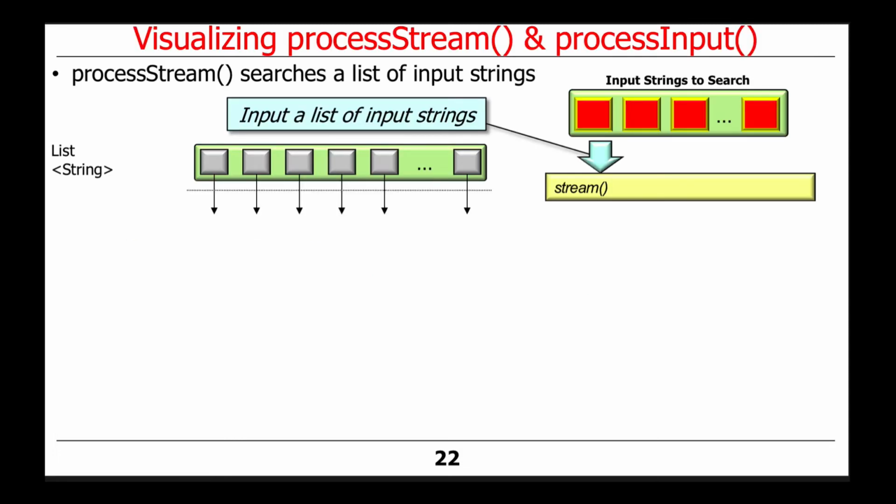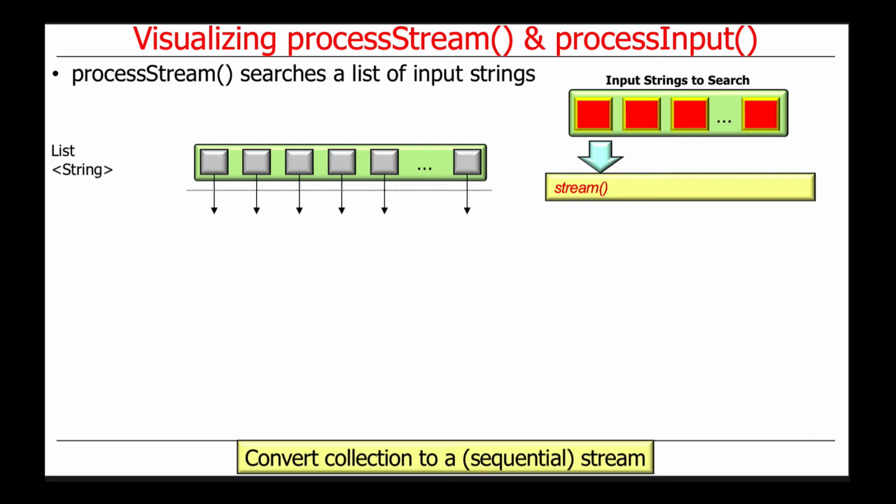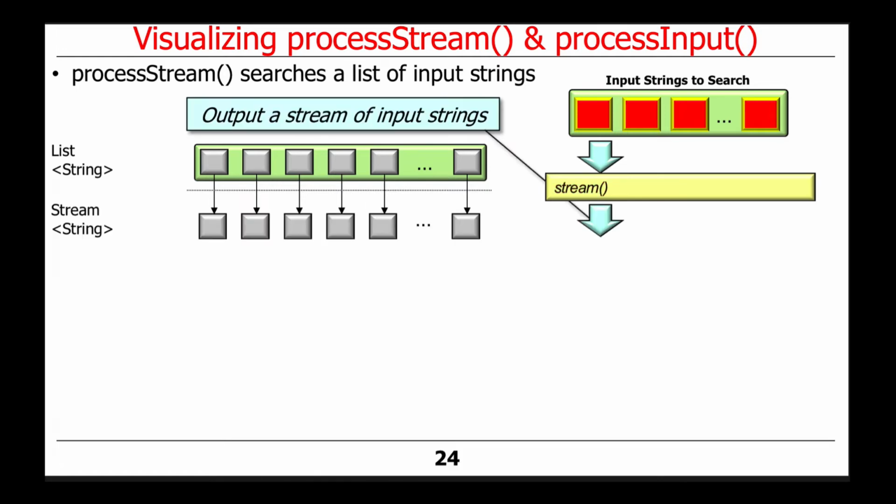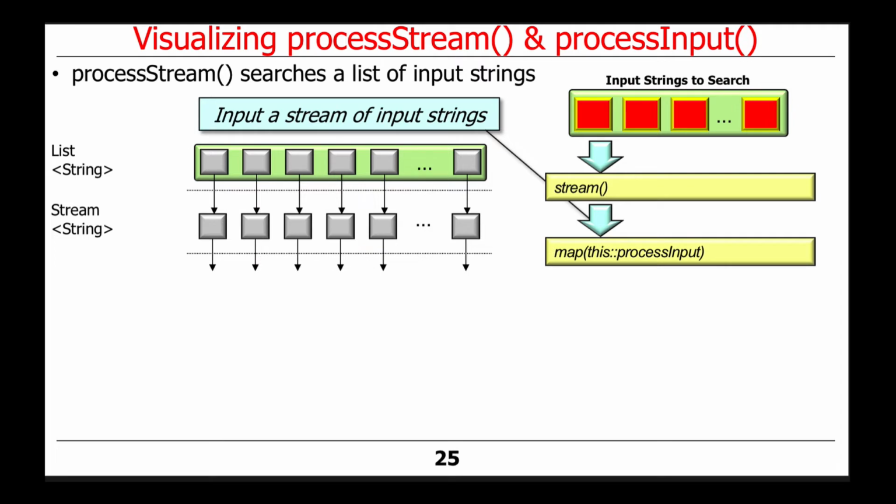So let's first visualize this, and then we should have some time to show the code. That'll probably be it for the day. Process stream takes a list of input strings, obtained from the file system, and converts that list of strings into a sequential stream by using the stream factory method. So we go from a list, shown as the green rounded rectangle with a bunch of input strings, and convert that into a stream of strings. We then feed that stream of strings into the map operation.